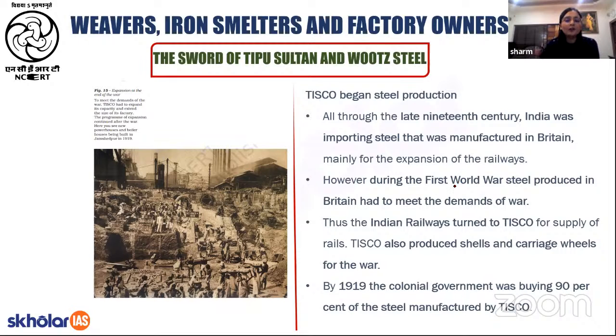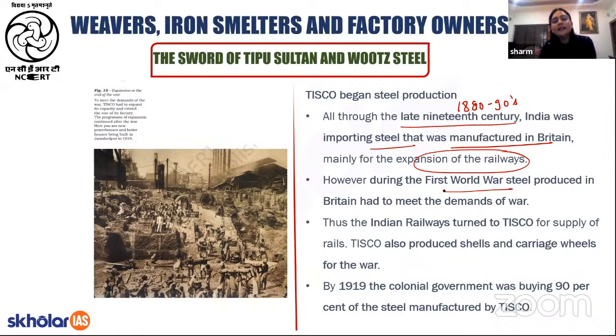Now students, it will be important to note here that like the handicraft industry, the First World War again was very important in playing an amazing role with respect to the revival of iron and steel industry. How? Herein, it will be important to note that till the late 19th century, that is till the 1880s to 1890s, India was importing steel that was manufactured in Britain, and it was mainly done for the expansion of railways. However, during the First World War, the steel produced in Britain had to meet the demands of the war, and that is why Indian Railways turned to Tisco for the supply of rails.